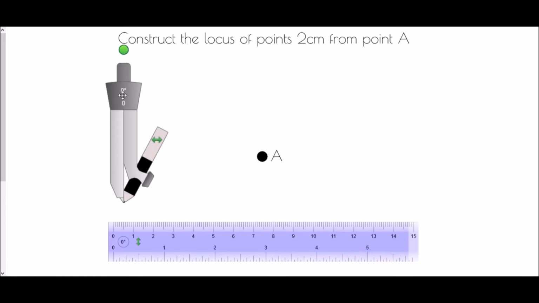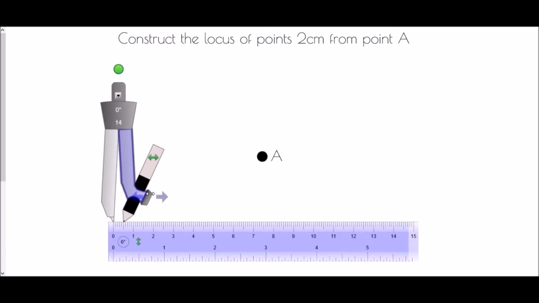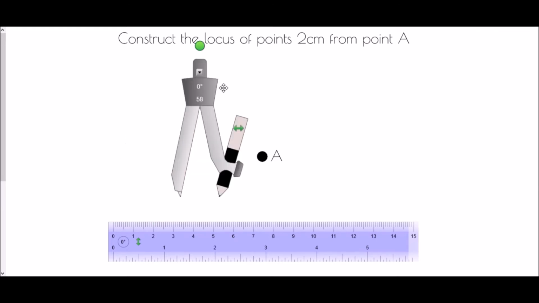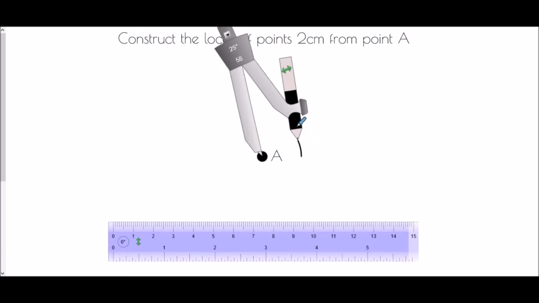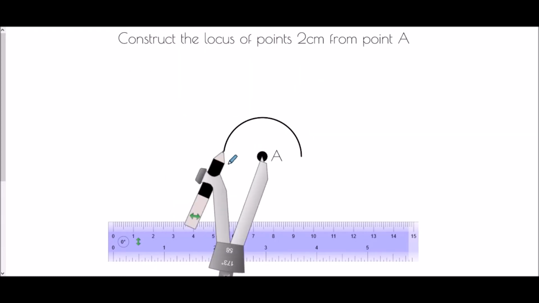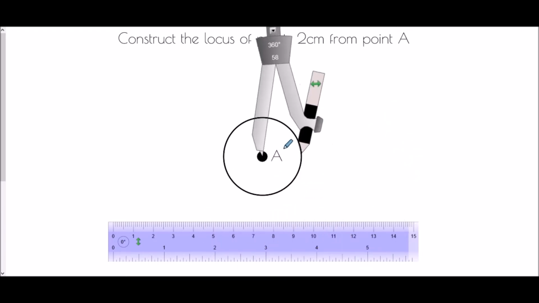And the first thing we're going to do is take the point of our compass and place it at 0, and then pull out the pencil until the point is at 2 centimeters. And the reason for that is if I then place the point of my compass on point A and draw, then every single point that I am drawing at this stage is 2 centimeters away from the center.